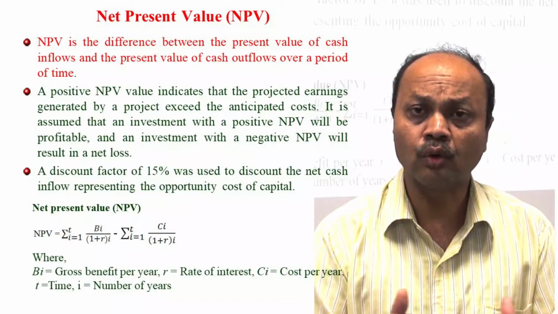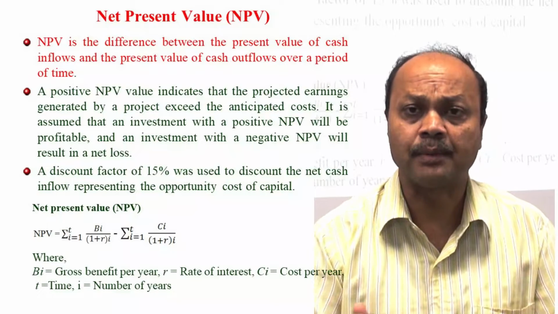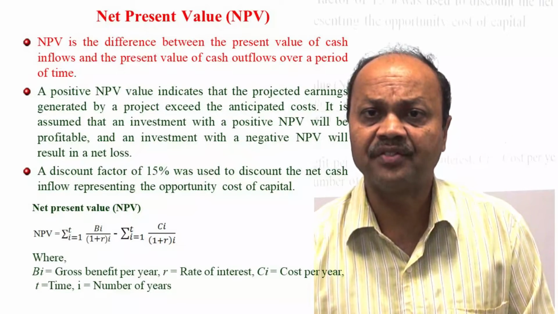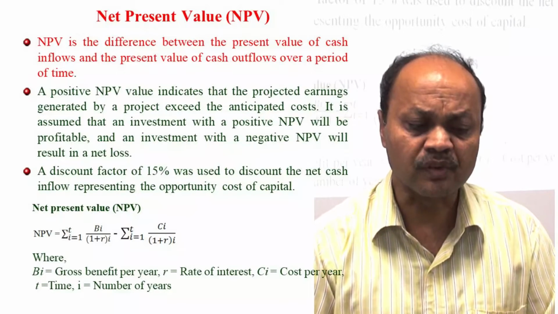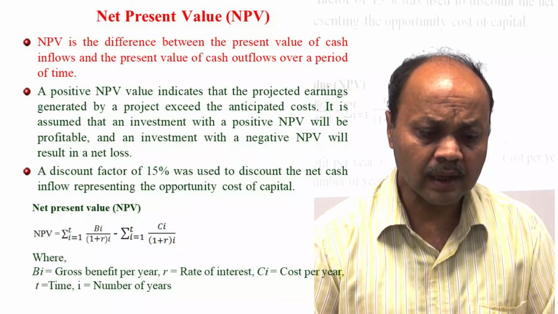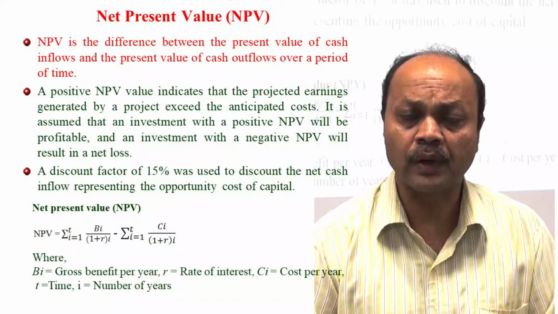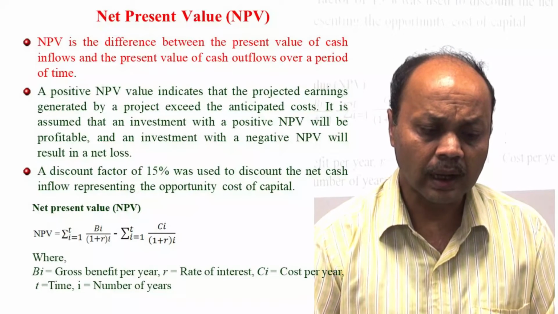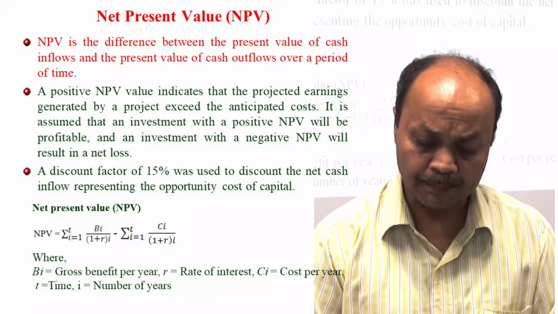So based on that, this is over a period of time, maybe 2 years, 3 years, 5 years. Over the period, what is the difference between costs and benefits? For that, normally we take a discount factor, and here we have considered 15%, which is the opportunity cost of capital.